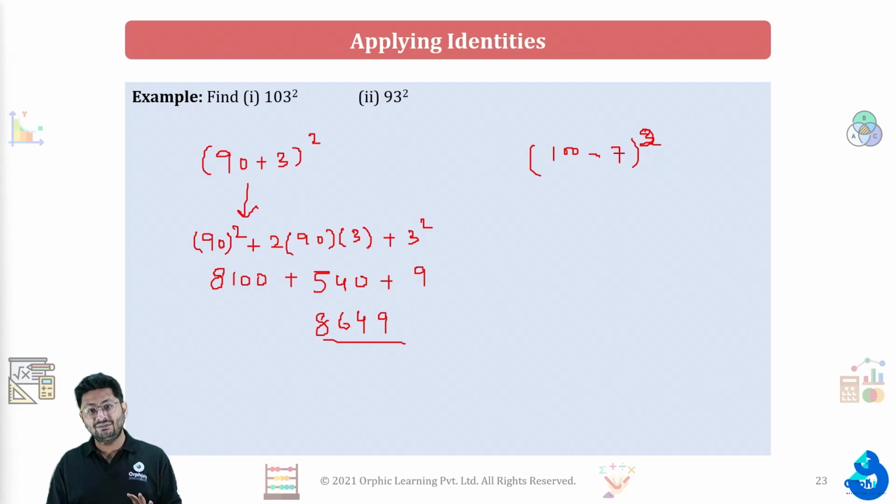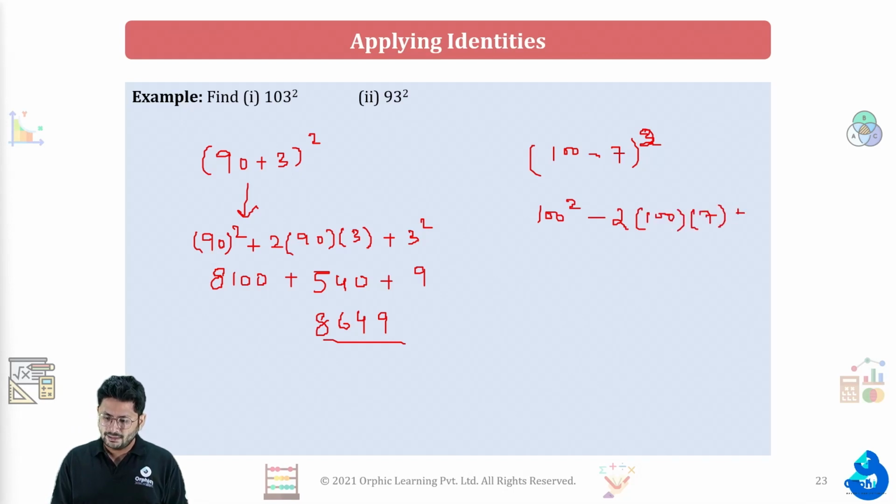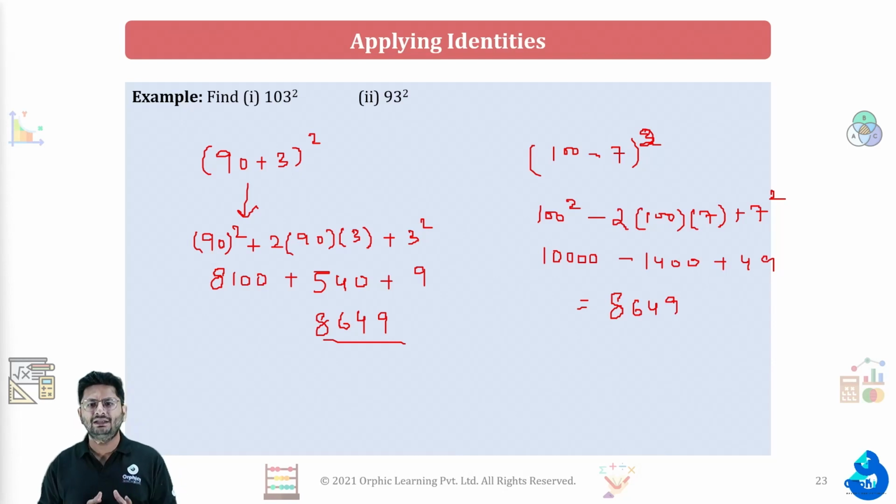So 100 minus 7 का whole square, that will be the second identity, which is a minus b का whole square. That opens up to be a square minus 2ab plus b square. So this would be 100 square minus twice of 100 into 7 plus 7 square. Correct? So 100 square would be 10,000 minus 1400 plus 49. So that is equal to 8649 again. तो आप कैसे भी तरीके से कर सकते हो, but identities use करके your calculation would be quite simple.